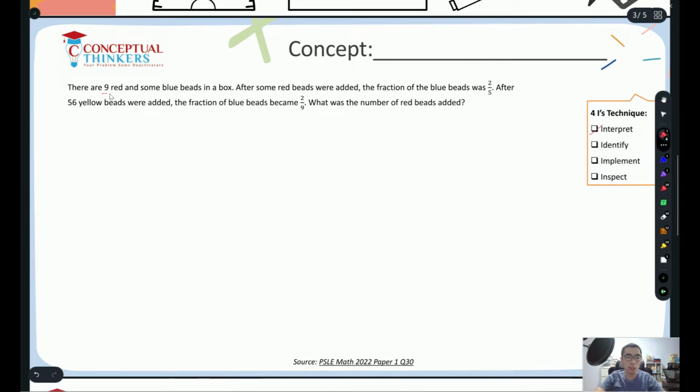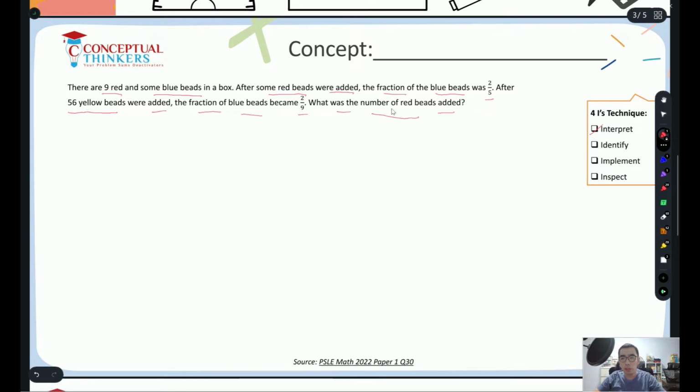So there are 9 red and some blue bits in the box. After some red bits were added, okay, we don't know what is the quantity added, but we do know that the fraction of the blue bits was 2 over 5. Now, after 56 yellow bits added, now the fraction of the blue bits became 2 over 9. So what was the number of red bits added?